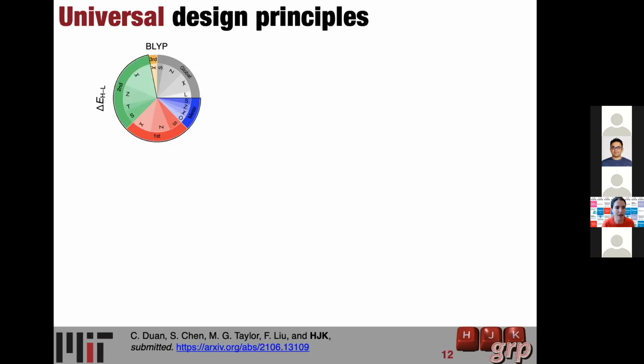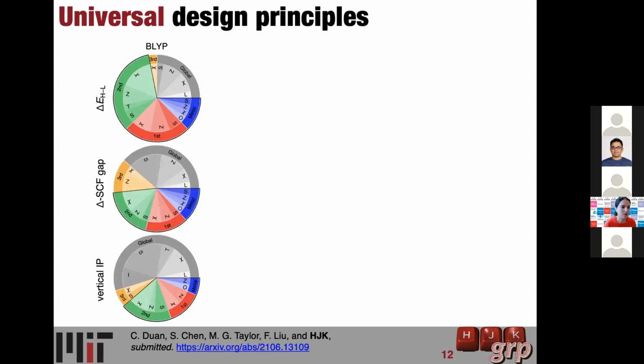So picking on a GGA here, B-LYP, this is the adiabatic high spin, low spin splitting. This is exactly what I showed you before. It's very metal local in nature. Global features don't matter much. And if we go over to something like the vertical IP, which is closely related to the redox potential I showed you a few slides ago, these features become much more global in nature.